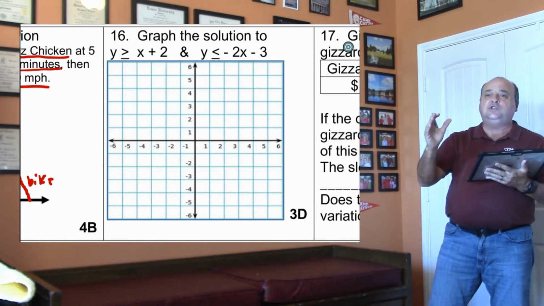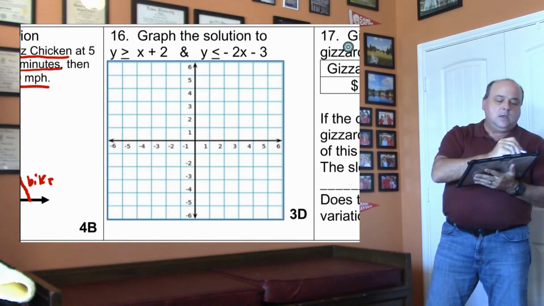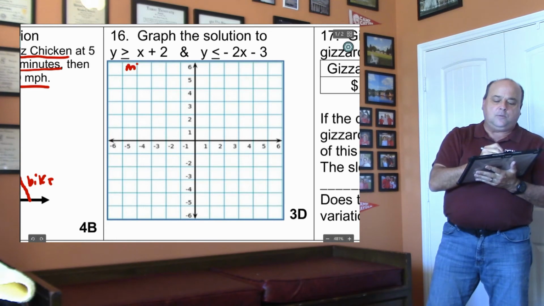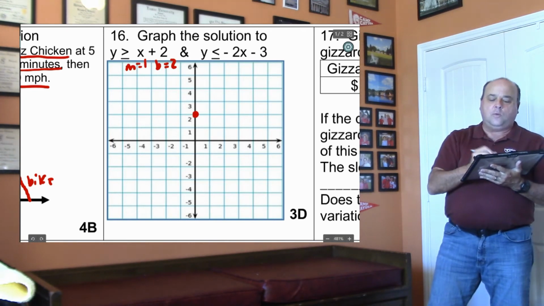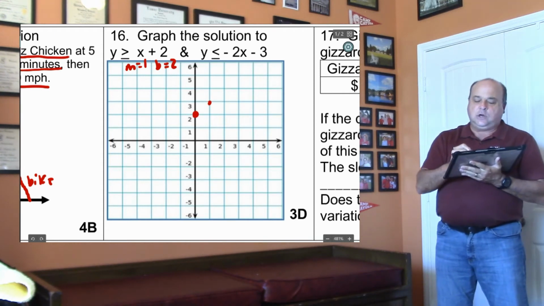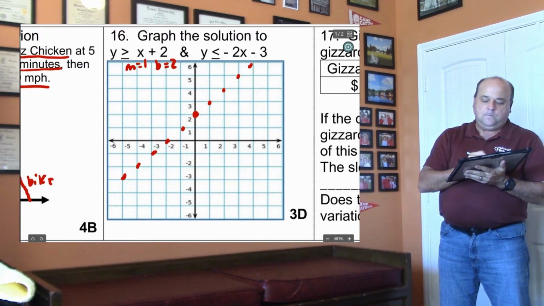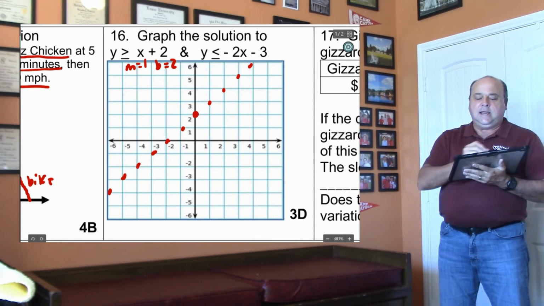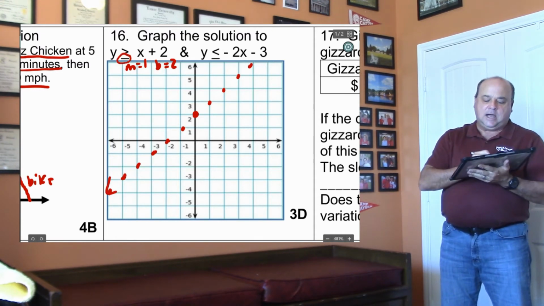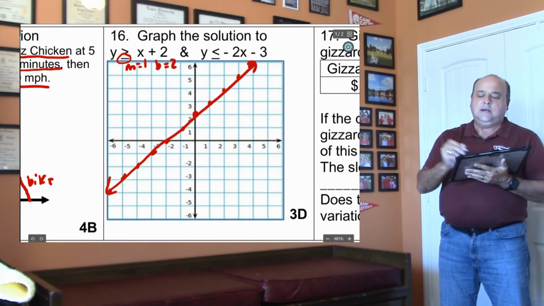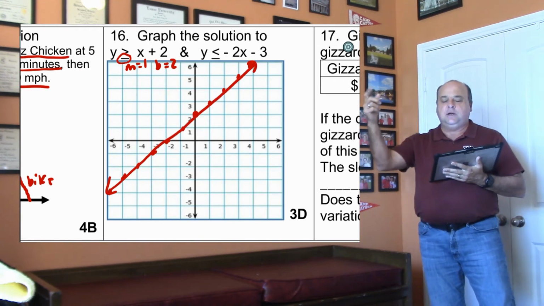So we're going to graph these two lines and shade up or down. On this line right here, I'm going to put my m equals 1 and my b equals 2. So it's going to go through the y-axis at 2, and then its slope's going to be 1. It's just going to go up 1 over 1, right? Okay, and it's going to be a solid line because of the equal bar. Now then I'm going to graph both of them, and then I'm going to shade.